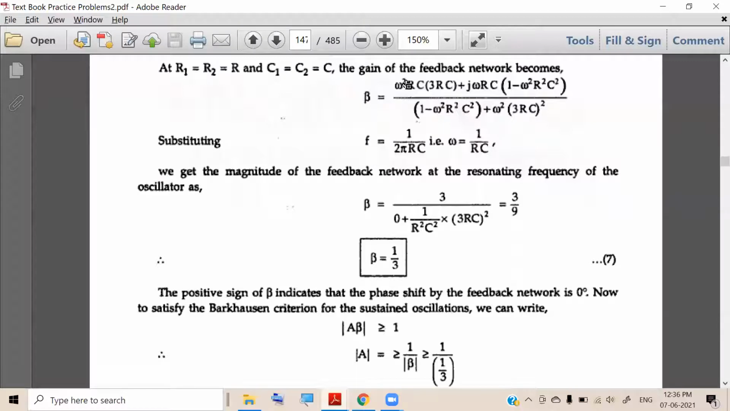Students, easy question. Answer first. 1 by 3 squares? No, no, no, no, no. Anybody else? See here. We are not substituting R1 is equal to R2 is equal to R. We are not doing that. Without doing that, just R1 C1 as it is.